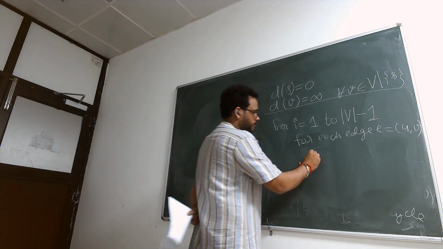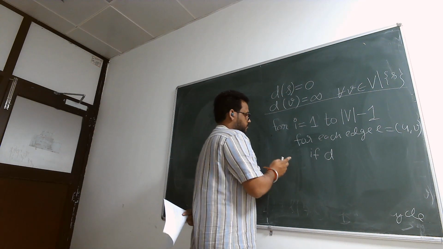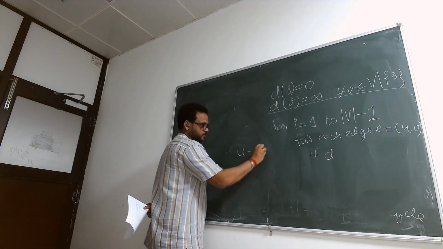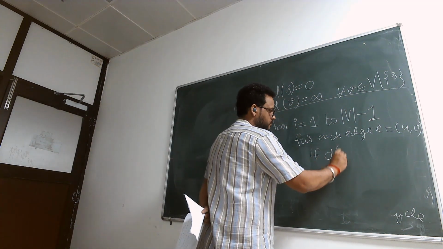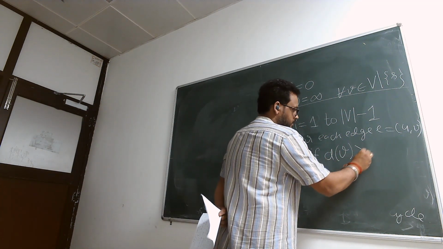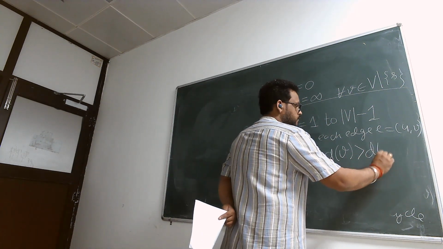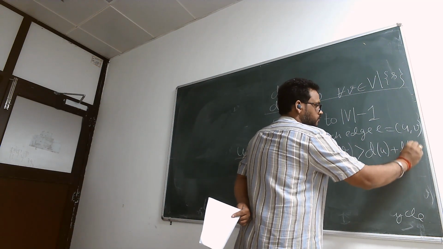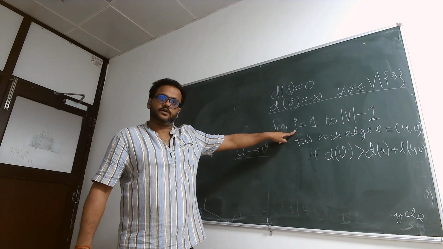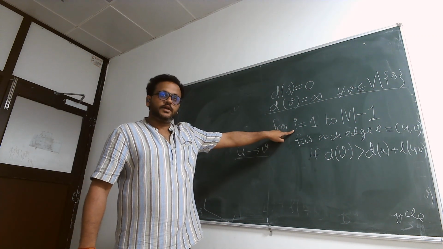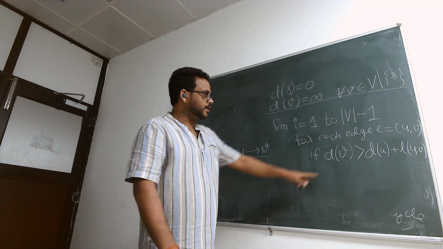I will go and check the edge uv. If I am saying edge uv in directed terms, it means u to v. So I will check whether the distance of v is greater than the distance of u plus the length of uv, and I will do this for all the edges in each iteration. So for i equal to 1, the first iteration, I will go and check this for all the edges.